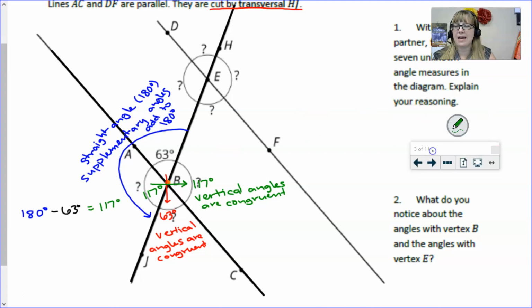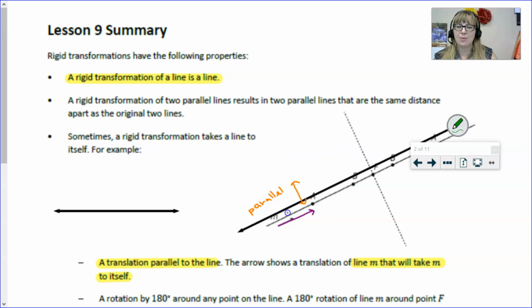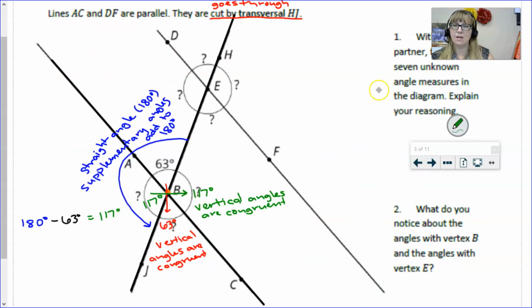How am I going to find the measure of these angles? To answer that question, we're going to use the information from our Lesson 9 summary, remembering that if I translate a line in the same direction as the line, it's going to stay on that line. And if I have a line and I translate in a direction different from that, those lines will be parallel. So with that in mind, I'm going to focus on this line and this transversal. I will also be paying attention to point B.